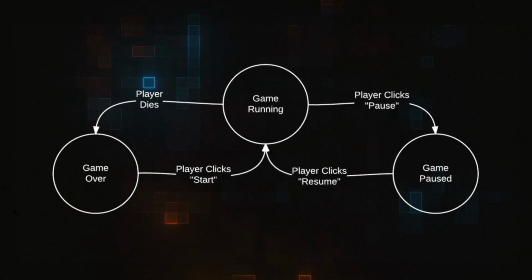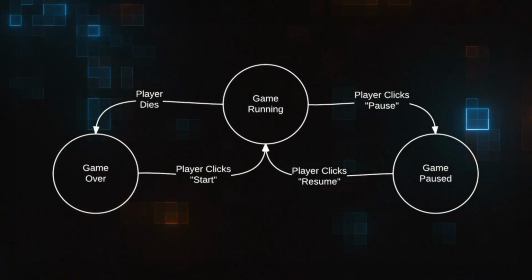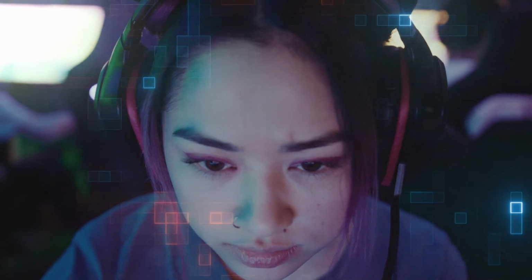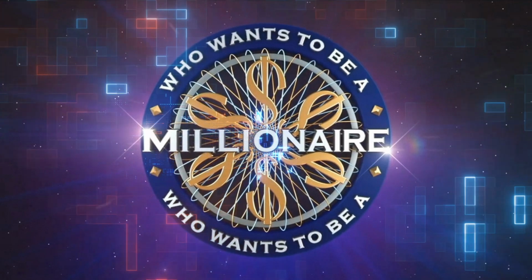And a state machine is a theoretical construct in computer science to describe such mechanisms. It's easy to imagine as a game where you might have 3 states: game over, game paused, and game running, and whatever the player clicks moves the game into a new state. If you want, try to create a state machine diagram like this, but for Who Wants to Be a Millionaire?